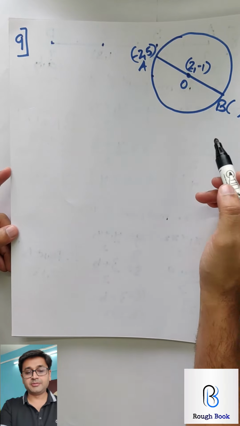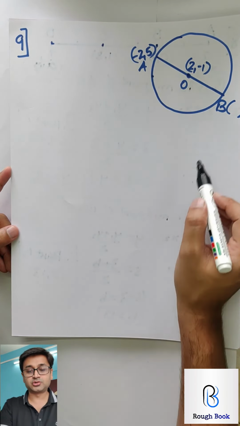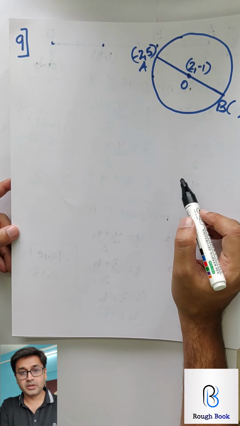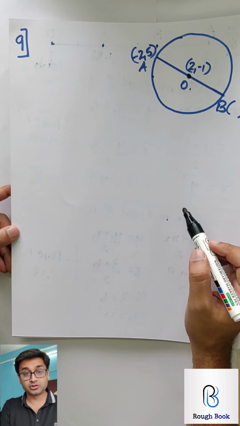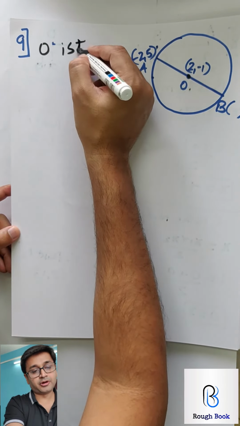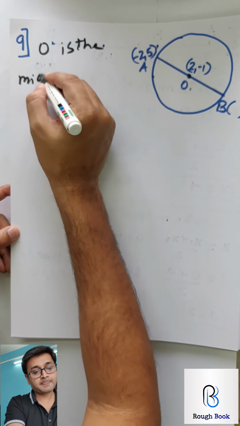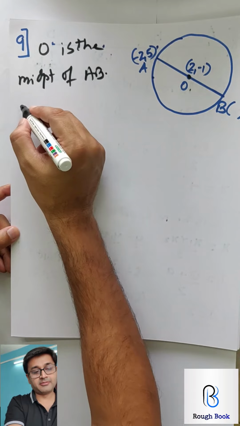They say this is a diameter, one end is minus 2 by 5, center is 2 by minus 1. What is the coordinates for B? Simple. Why? Because O becomes the center, that means it also becomes the midpoint. So you can say O is the midpoint of AB, and then apply midpoint formula.